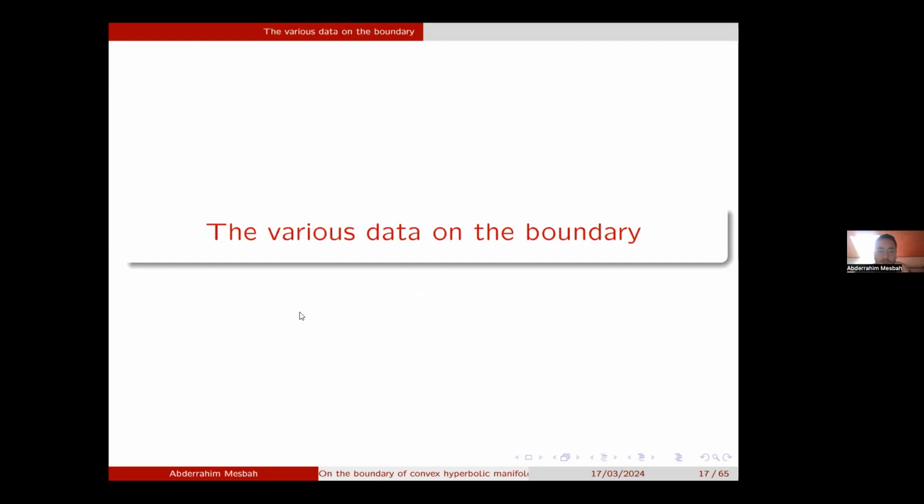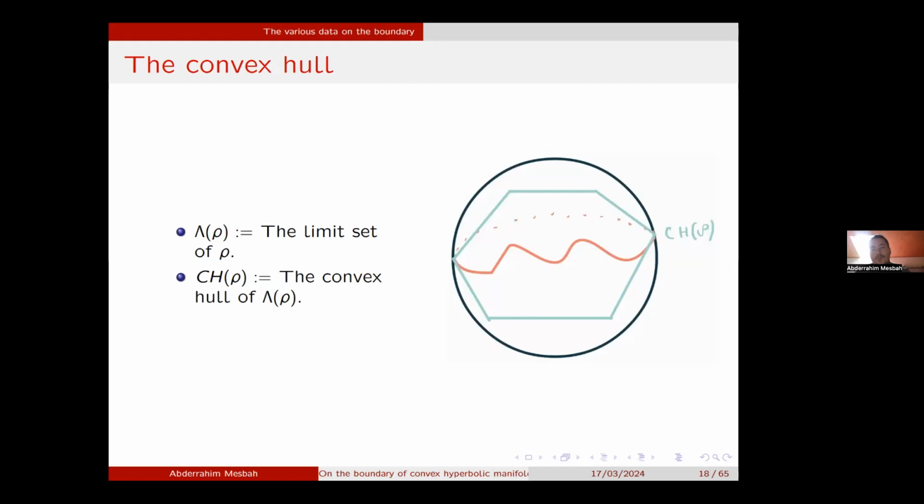And then we can talk about other data on the boundary. Here we have seen that the conformal boundary gives us all the information about the quasi-Fuchsian manifold. But can we say more? Can we see other data? This is what we will see.